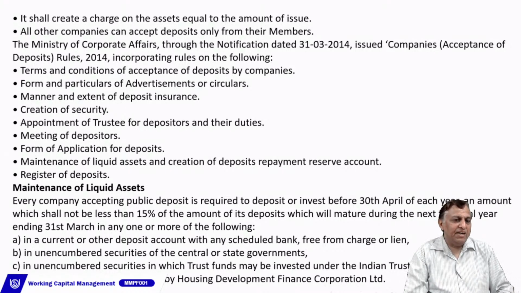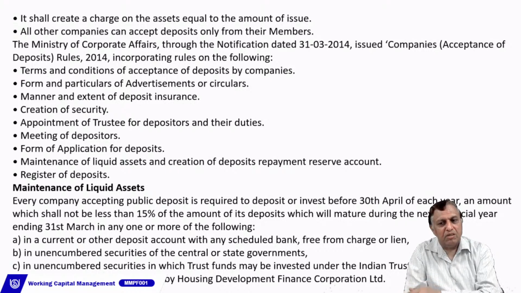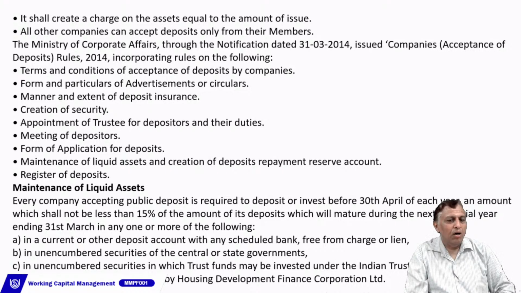Let us look at the first, maintenance of liquid assets. How do you keep maintenance of liquid assets? That means your cash and other short-term deposits. Each company accepting public deposit is required to deposit or invest before 30th April of each year an amount which shall not be less than 15% of the amount of its deposits which will mature during the next financial year ending 31st March, in any one or more of the following. In a current or other deposit with any scheduled bank, free from charge or lien. This you have to deposit.